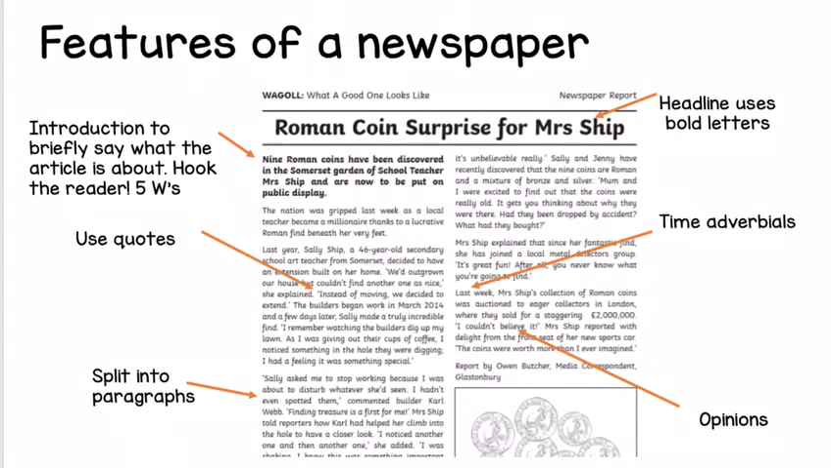Now, one of the main features of a newspaper is having a headline, which you use bold letters for to make it really stand out and grab people's attention. You need to have an introduction, which briefly gives you the information but not all of it. You need to use quotes from people that have seen it or been around. It needs to be split into paragraphs so they're easy chunks to read. You need time adverbials such as last week or later that year. And you need to give opinions as well. So there are a few of the main features before we move on to the success criteria that gives you a more detailed overview about the things that you need to include.